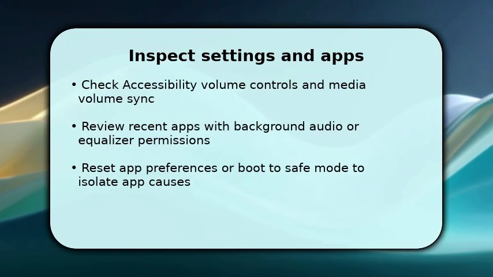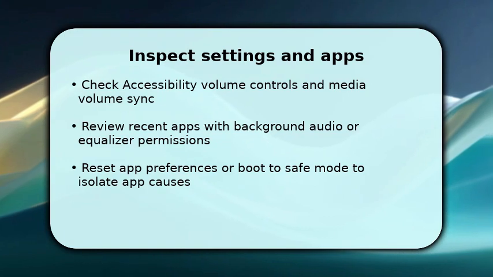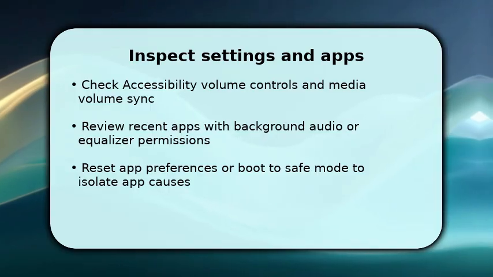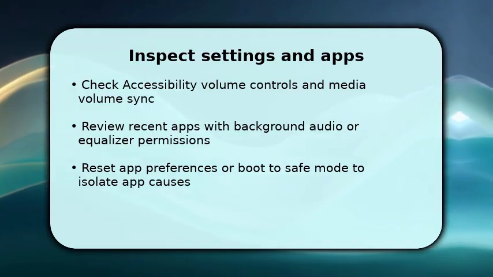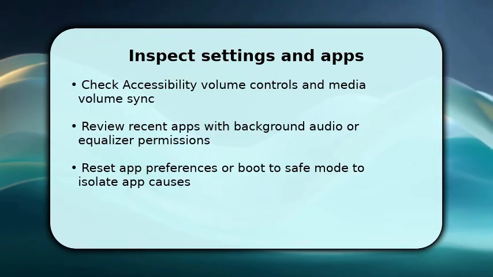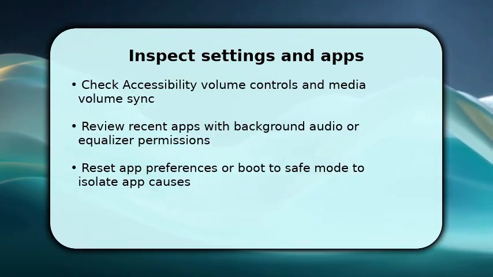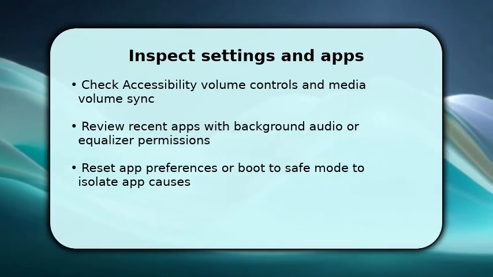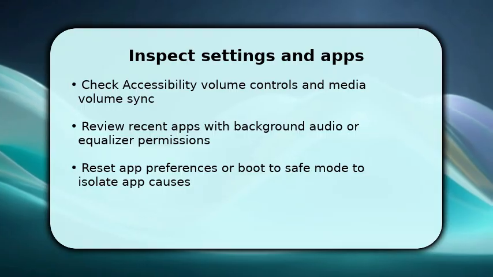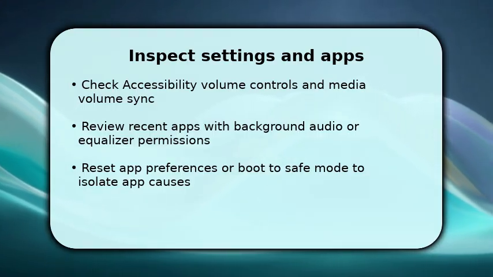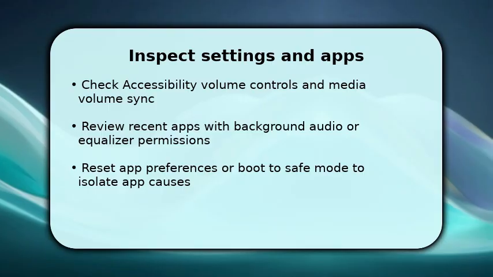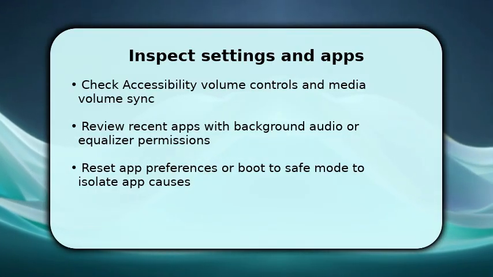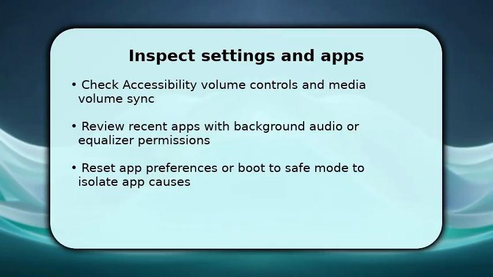Next, dig into Settings. Open Sound and Vibration and Accessibility to inspect volume steps, media volume sync, and any adaptive volume features, because automatic adjustments can come from accessibility routines. Then review recently installed or updated apps that have audio, equalizer, or overlay permissions. Revoke audio permissions temporarily to test. If the problem persists, reset app preferences or boot into safe mode. This disables third-party apps so you can confirm whether a downloaded app is changing volume.